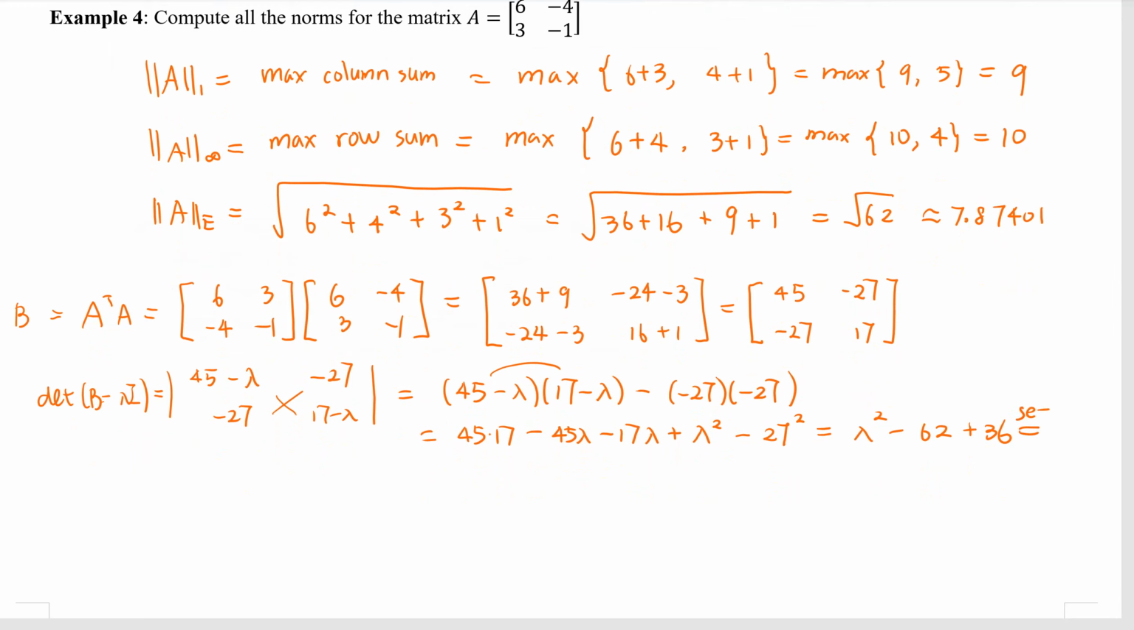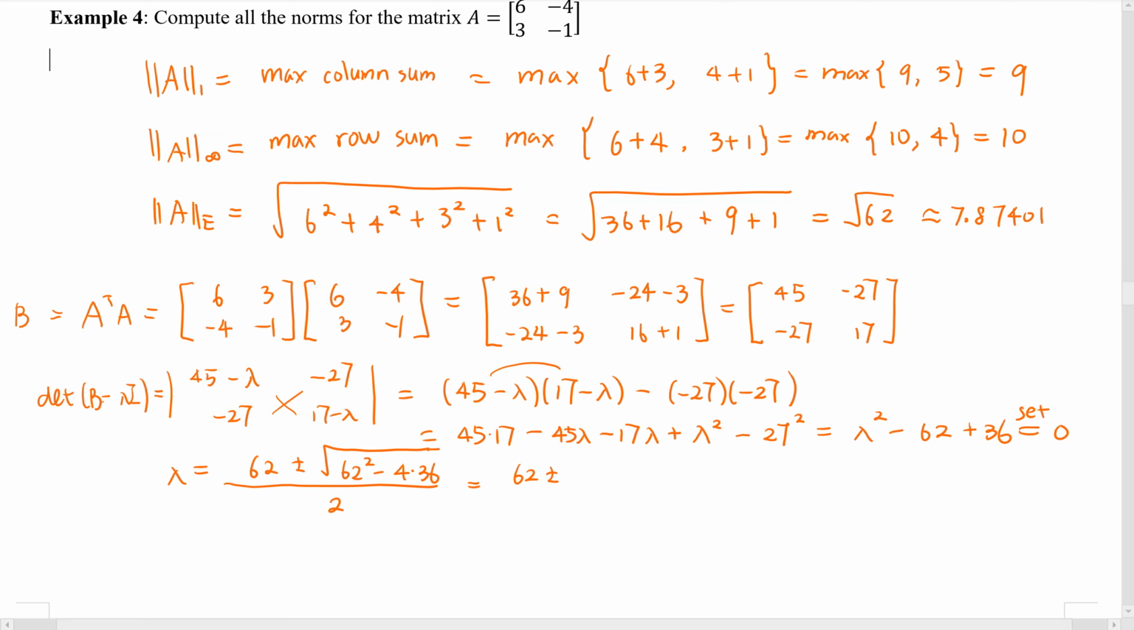Right? We set it equal to 0. Do you still remember that? Yes? Then the eigenvalue is the root of this characteristic equation. Okay, so what is lambda? In general, the numbers are not so nice that we can factor it. So let's use the quadratic formula. Over 2a, a is 1, and then negative b is 62, plus or minus the square root of b squared, 62 squared, minus 4ac, 4 times 36.